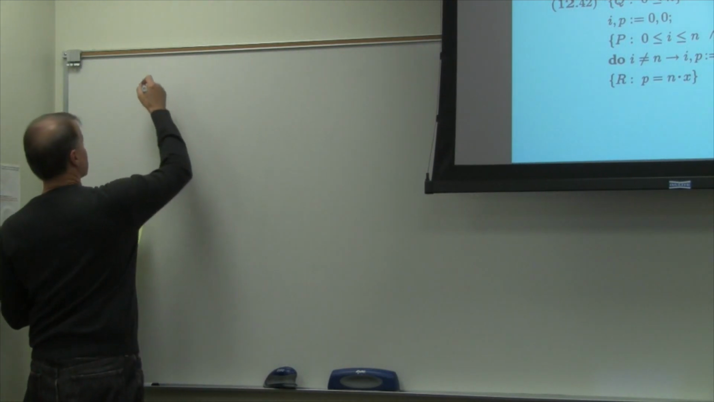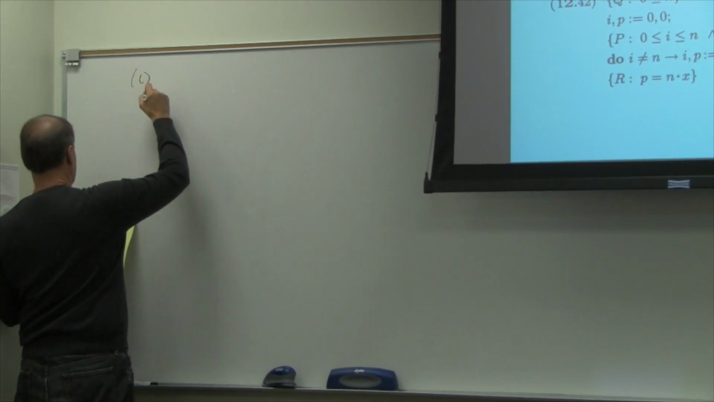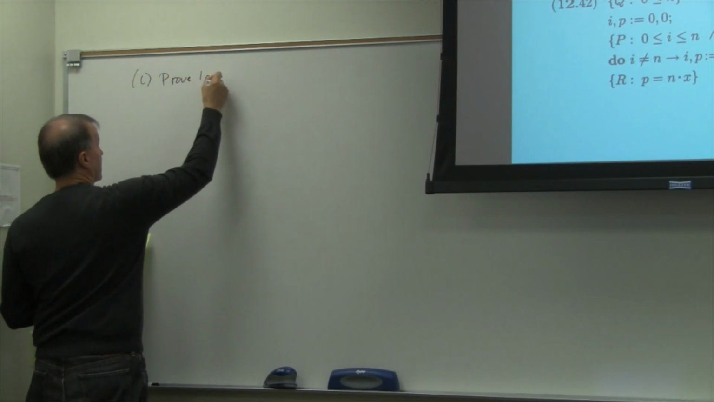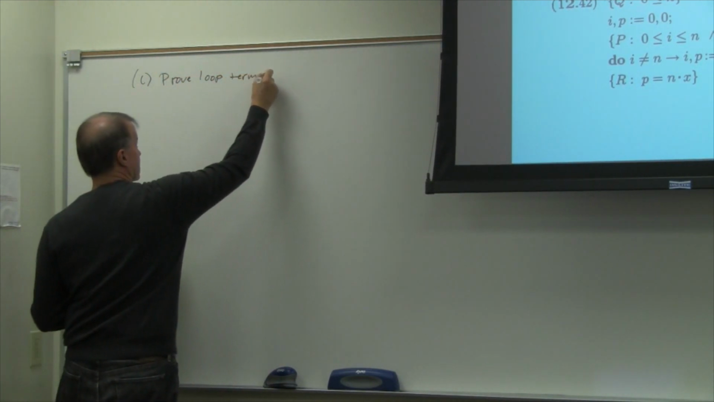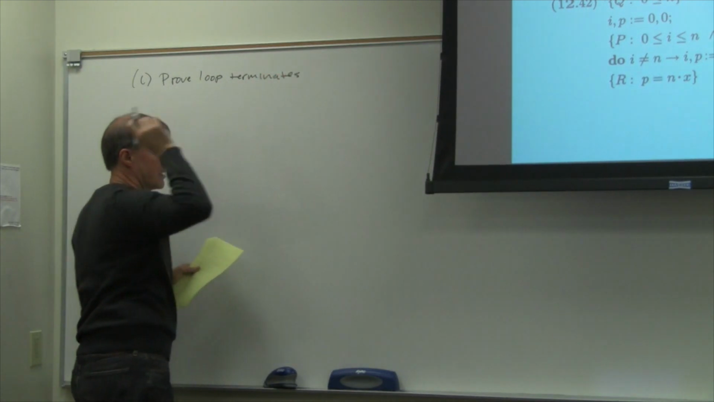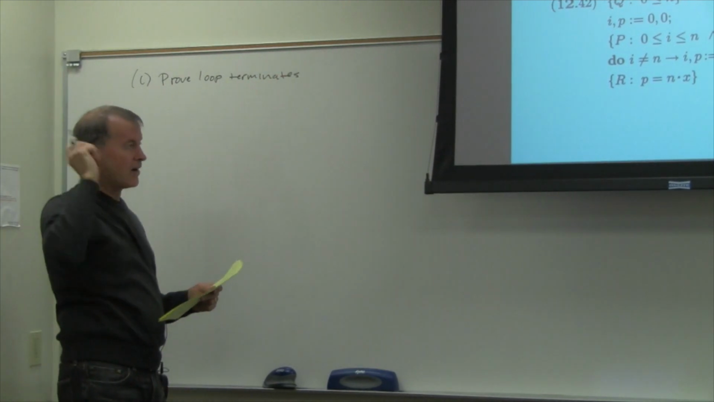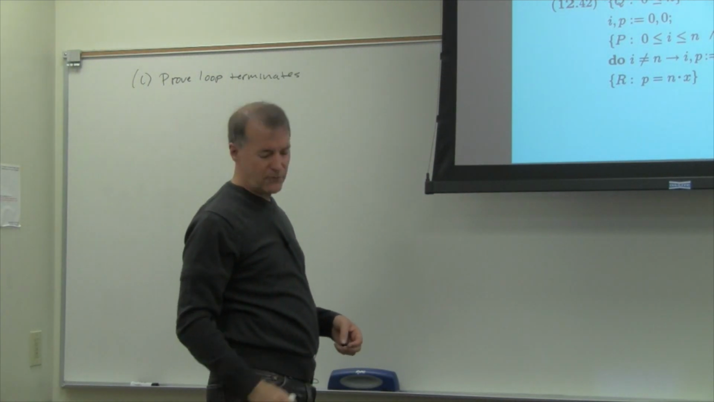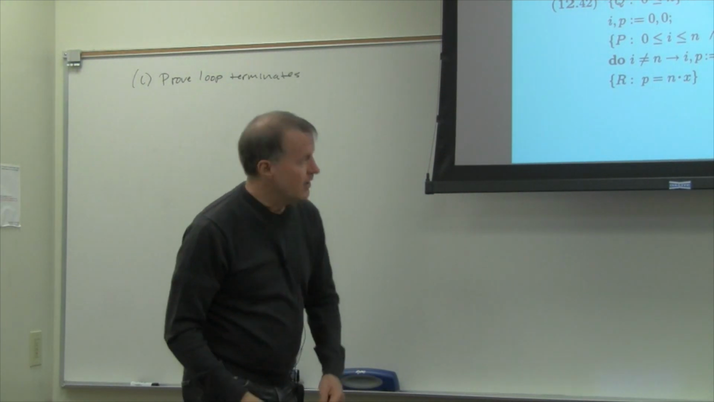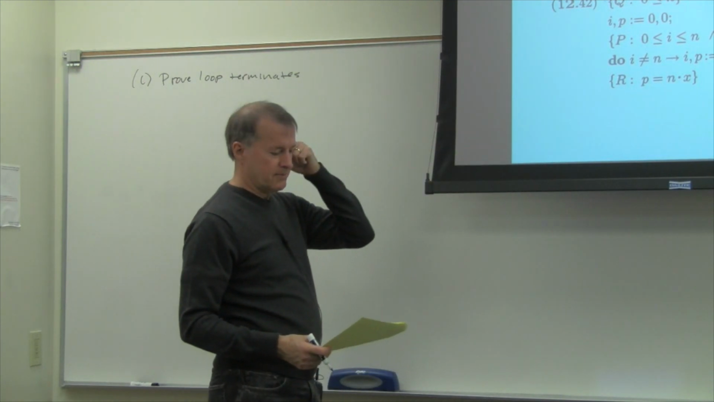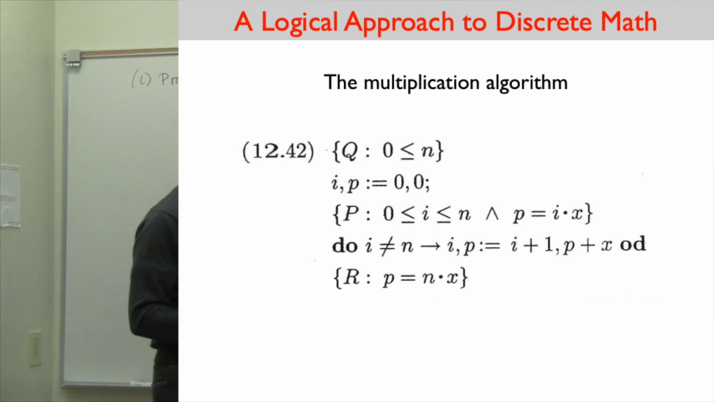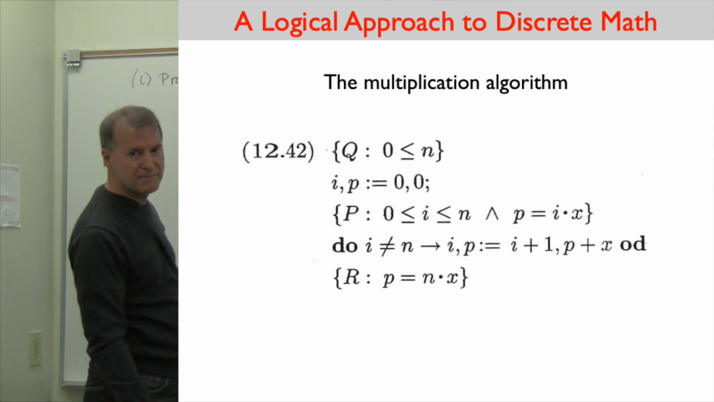Okay. So the third thing we have to do is what? We have to prove that the loop terminates. Now, how do we prove that? Now, this part is done informally. Will this loop always terminate? Yes. Why is that? Why do you think it will? Because i starts off to be what? Less than n.